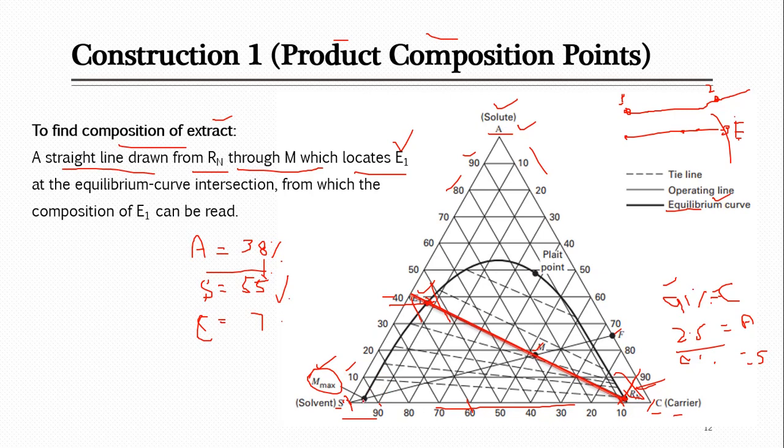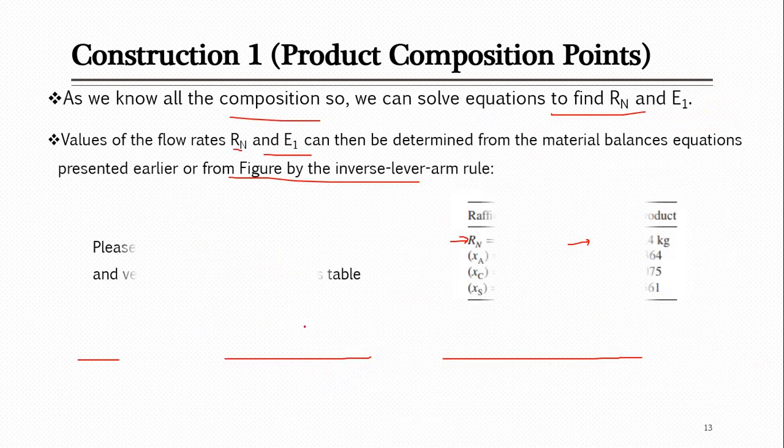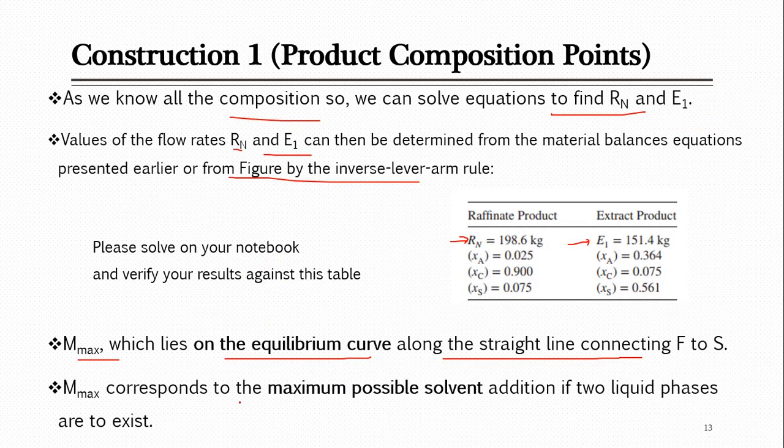Because if you jump beyond this point, we are in the one phase region. You know that when you jump outside this curve, there is a one phase region. We already talked about this, and inside there is the two phase region. So this shows the maximum amount of solvent in the system which can be used while you still maintain two phases of the system. So that's what Mx represents. It corresponds to the maximum possible solvent addition if the two liquid phases are to exist.